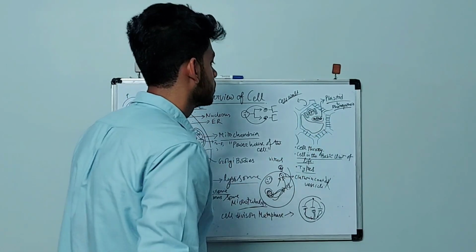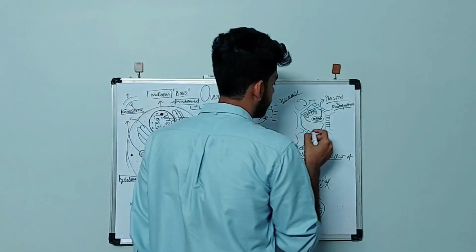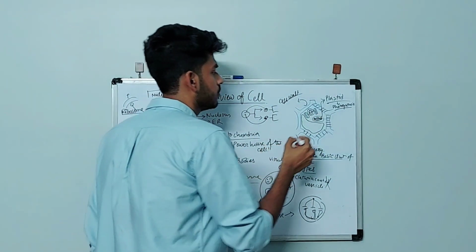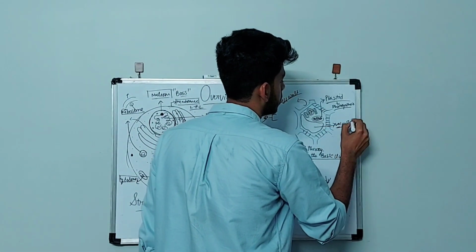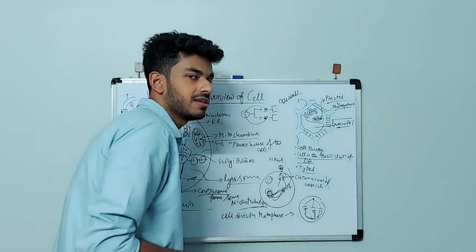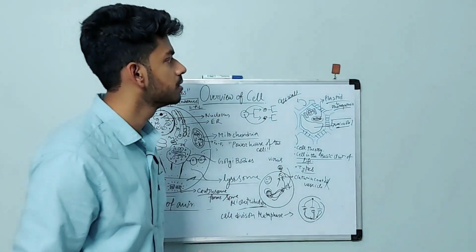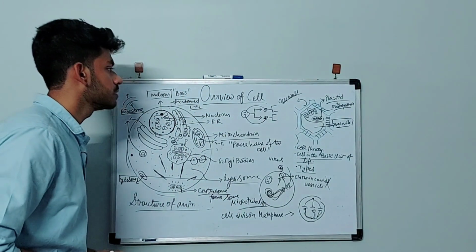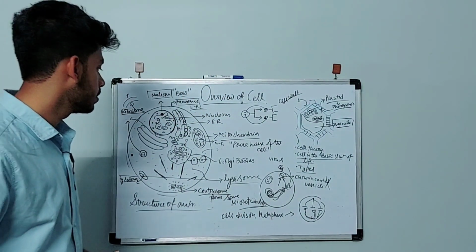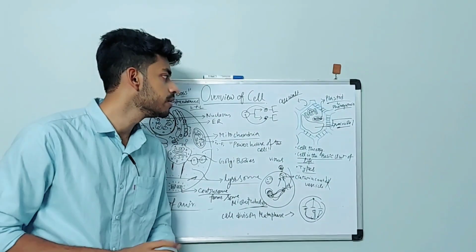I will be covering all the organelles in detail. There is also a broad gap, or a vesicle you can call it, called the vacuole. So what is a vacuole? A vacuole is an empty space. It may contain food, may contain water, may contain nothing. So these are the structures of the cell. I think I have cleared all of it.